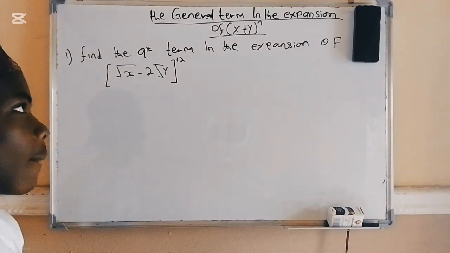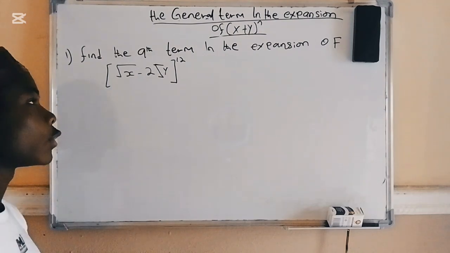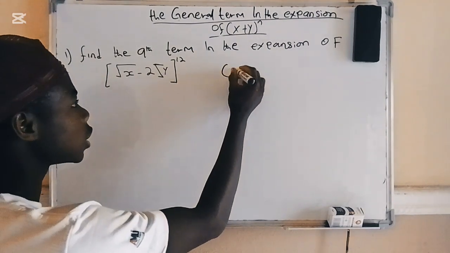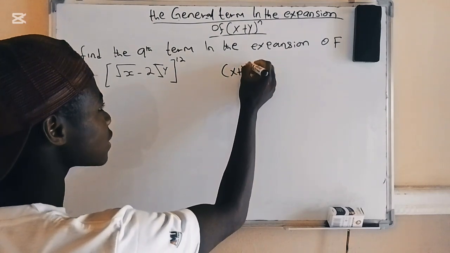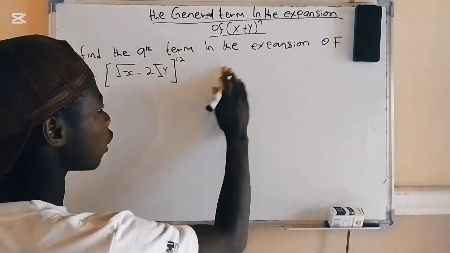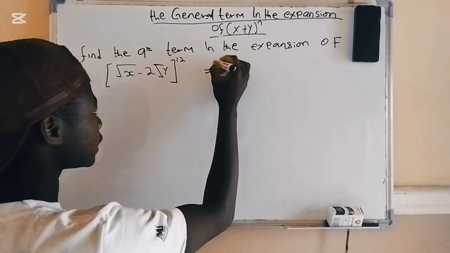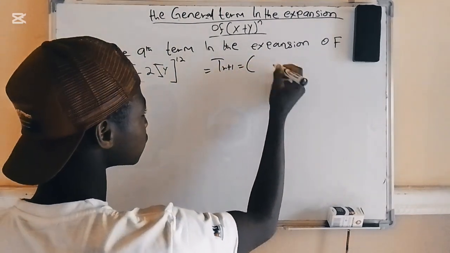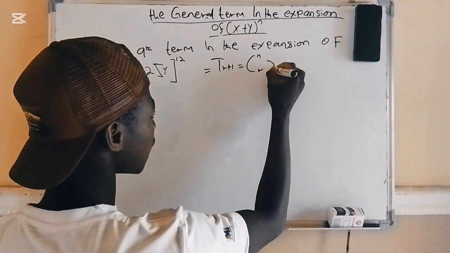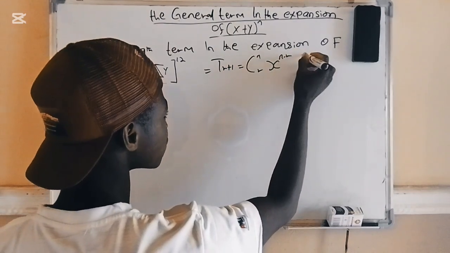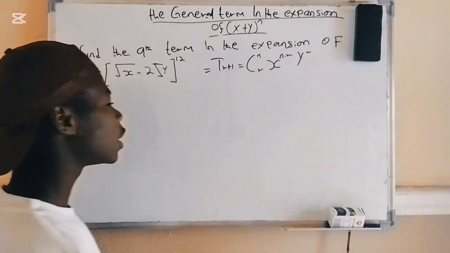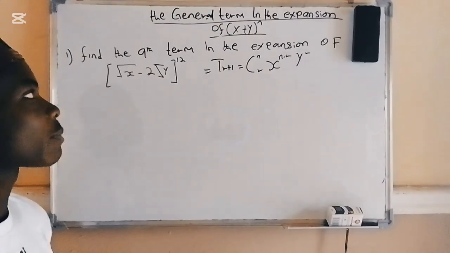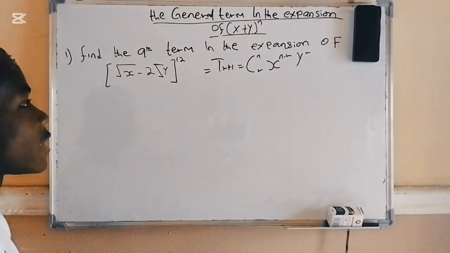So this is the general term. What formula are we going to use? The general term of any expansion of (x + y)^n. You have to know that t(r+1) is the same thing as nCr x^(n−r) y^r. So here is the general formula for the expansion of (x + y)^n.